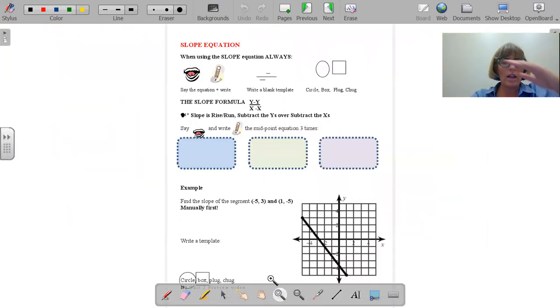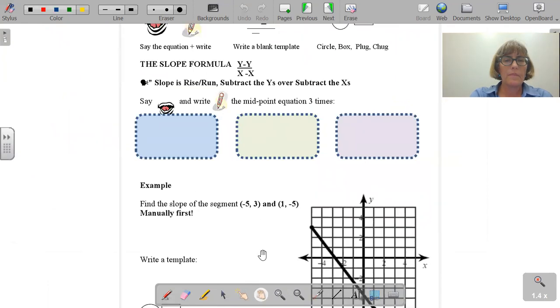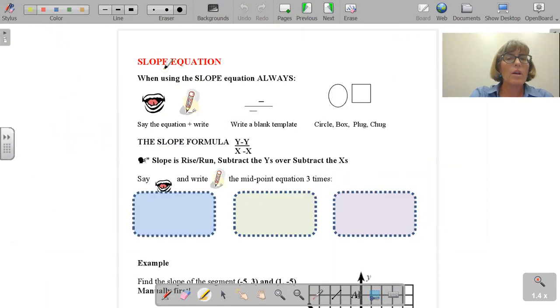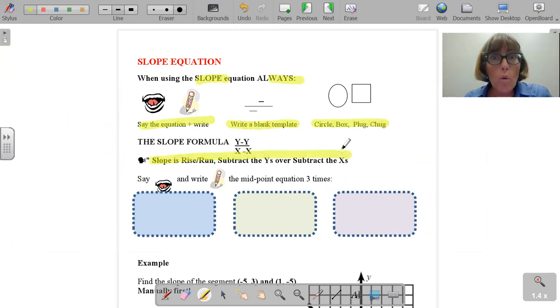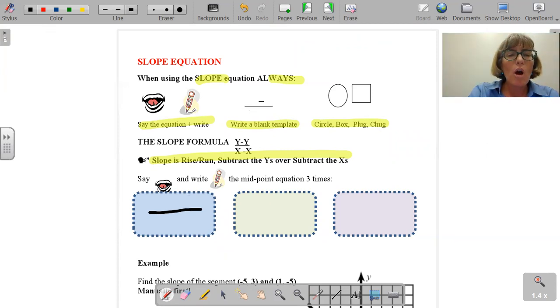Now we're going to do tilt of a line. You're using the slope formula. You're going to say, write a template, circle box, plug, chug. So it goes like this. The slope formula is, slope is rise over run, subtract the y's over, subtract the x's. Slope is rise over run, rise, subtract the y's, run, subtract the x's.